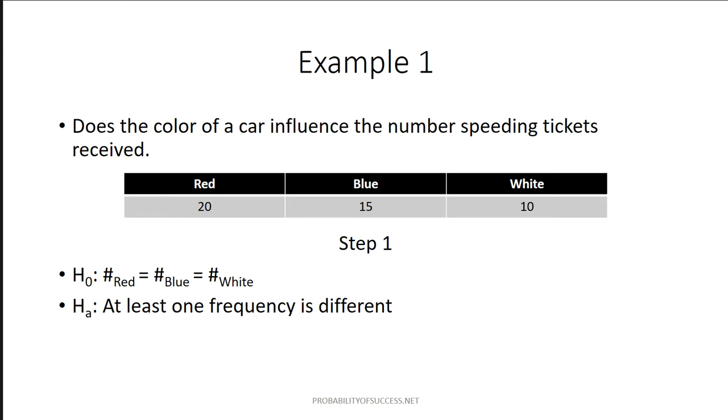So our null is going to be that all of them are equal. Number of red tickets equals the number of blue tickets equals the number of white tickets. Our alternative is at least one frequency is different. This is important. It's not all. It just needs to be one different.